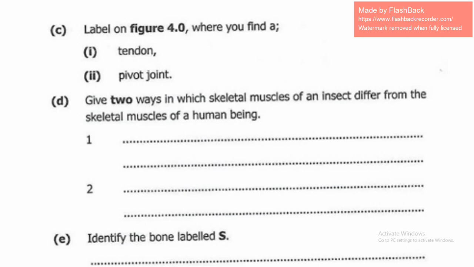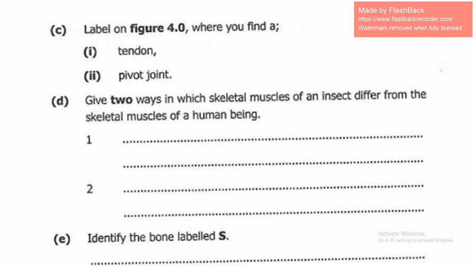So question D is saying, give 2 ways in which skeletal muscles of an insect differ from skeletal muscle of a human being. Okay, so the difference is very simple. As humans, our skeleton is hidden by our skin. Okay, so which means our skeleton is inside. The type of skeleton that we have is endoskeleton, because the word endo means inside, so our skeleton is inside. Okay, if I look at you, I won't be able to see your skeleton. I will only be able to see your skin, because your skin covers your skeleton.